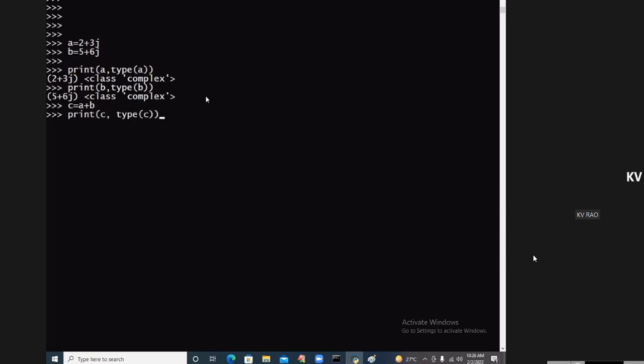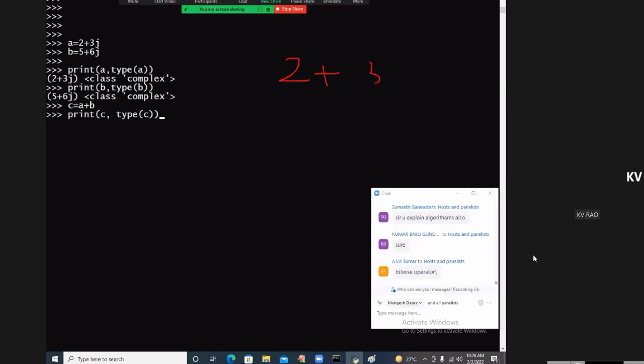So print of C, and type of C. How it is done, all of you. The value I'm calculating before pressing the enter key. A is equal to 2 plus 3j, my dear students. B is equal to 5 plus 6j. And C is equal to A plus B.